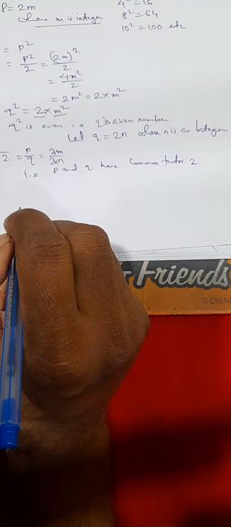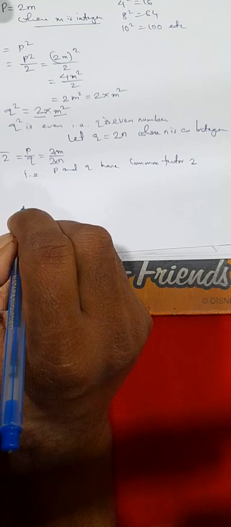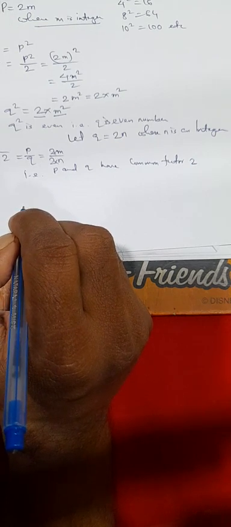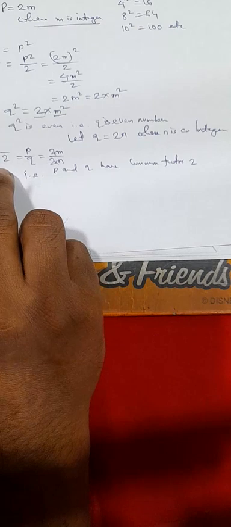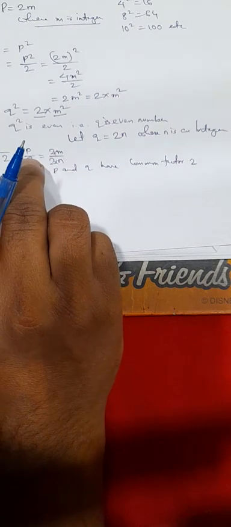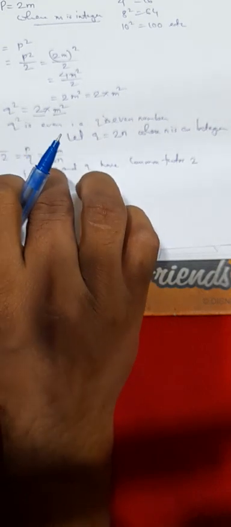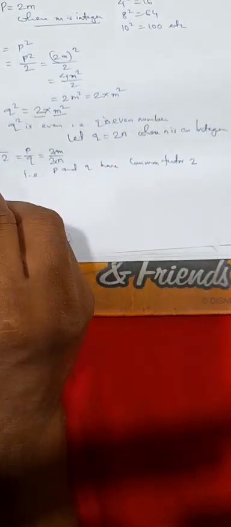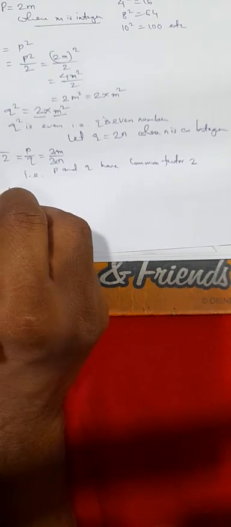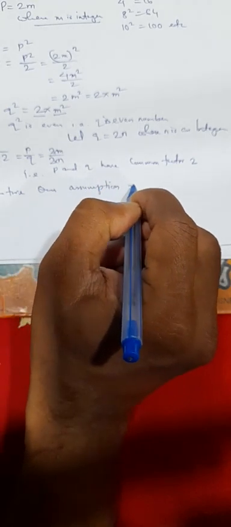We assumed that square root of 2 is a rational number p by q, where p and q are integers and co-prime. That means they don't have common factors other than 1. But while assuming this, we got that p and q have common factors other than 1. They have a common factor, and that is 2. Therefore our assumption was wrong.